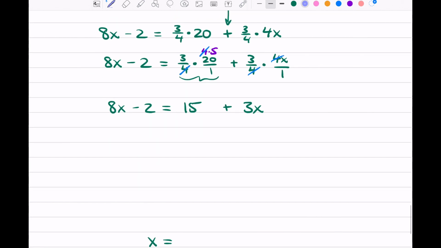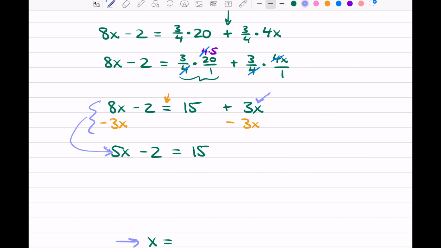Similar thing here. We want to get x on the left side. So what we're going to do is subtract this 3x. Remember, we had to have the same thing on both sides. So you subtract 3x from both sides. And what that does is leaves us with 5x minus 2 equals 15. We just subtracted 3x's from both sides. So we have 8x's minus 3x's here, and that led to just 5x's.